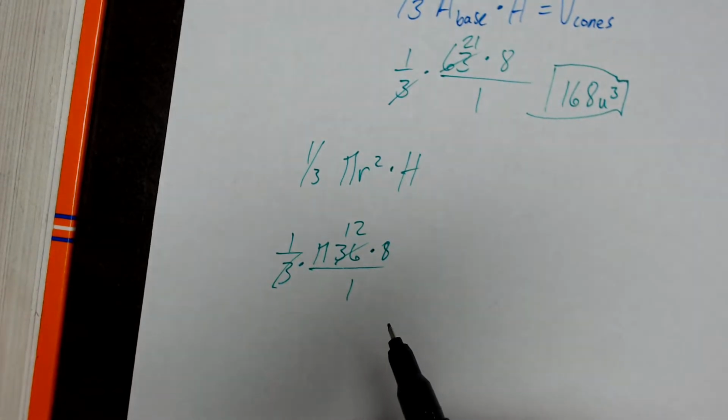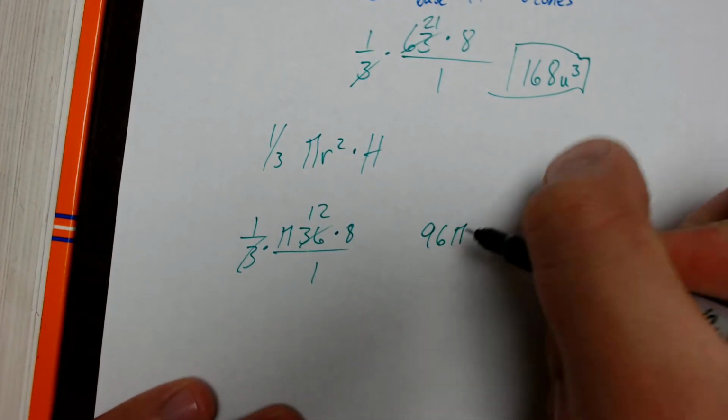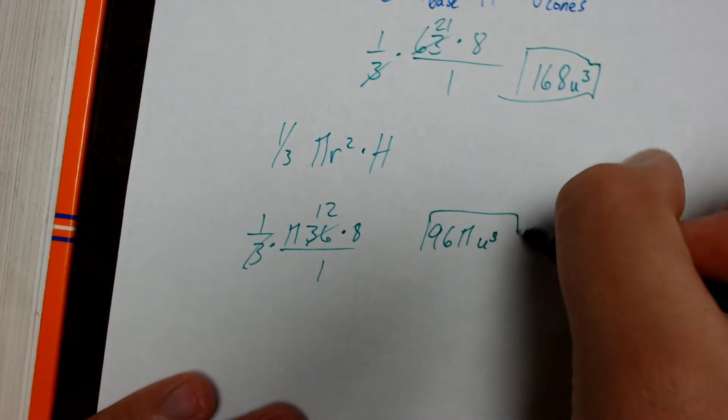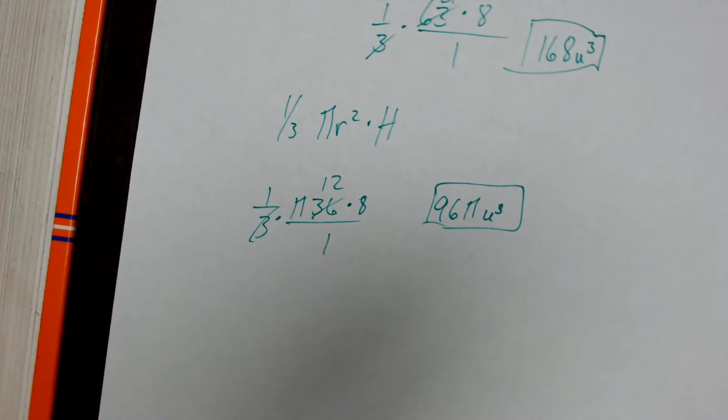I almost said 108, that's 9. So 12 times 8 is 96. So what we have is 96 pi units cubed for our volume. Or we could go ahead and multiply 96 by 3.14 and get a decimal answer.